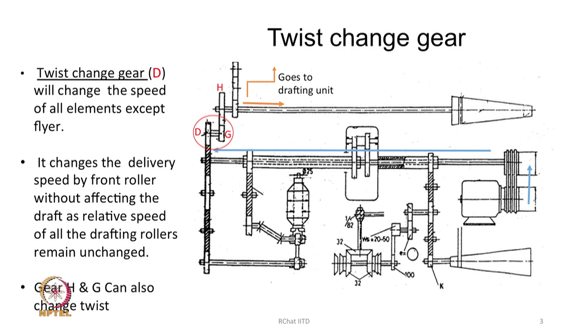However, even though delivery speed changes, the draft is not going to change, because the motion first goes to the front drafting roller, and from the drafting roller it goes to the rest of the rollers, and therefore, the relative speed of middle and back roller, front and back roller is not going to change. The speed of all the rollers are going to change simultaneously by the same amount, and hence draft will remain same, but the delivery is going to be different.